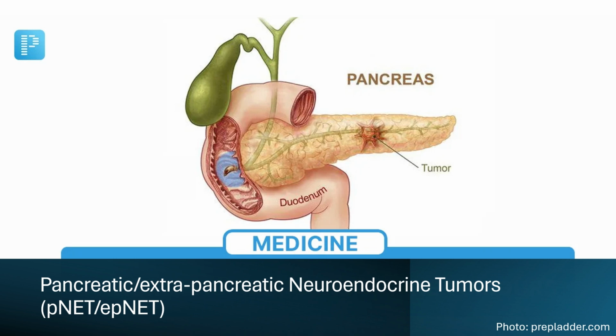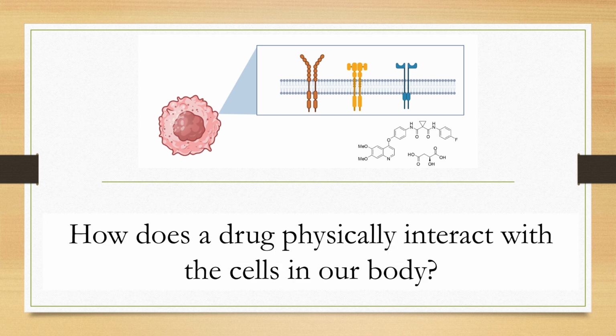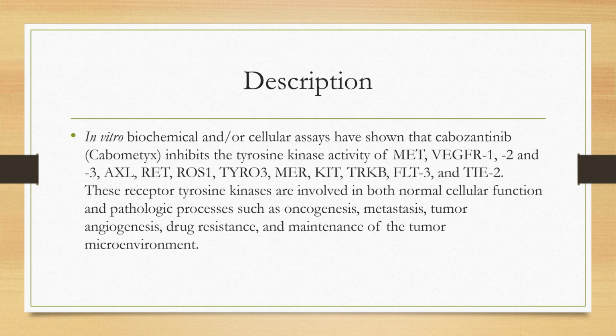Now that we know which patients are likely to be prescribed Cabometyx, we can start talking about its mechanism of action. The first thing we want to know is, what is a mechanism of action? A mechanism of action describes how a drug works on a molecular level. This means we're asking, how does a drug physically interact with the cells of our bodies? Here's the direct answer to that question in the prescriber information.